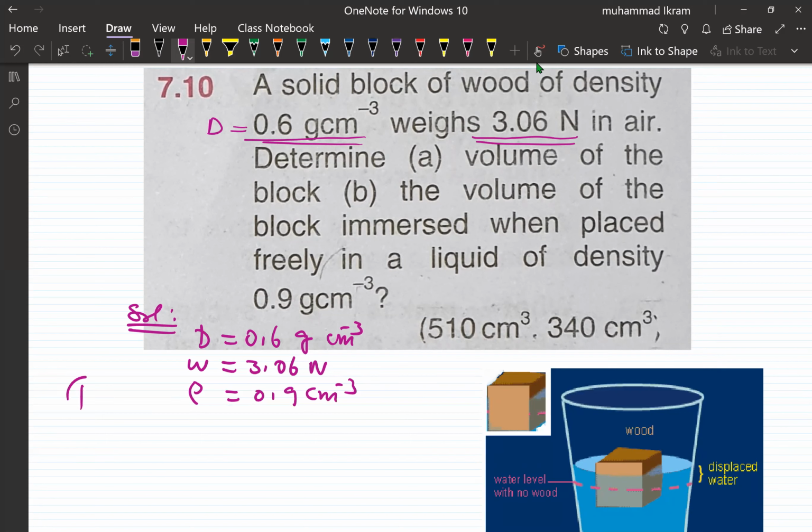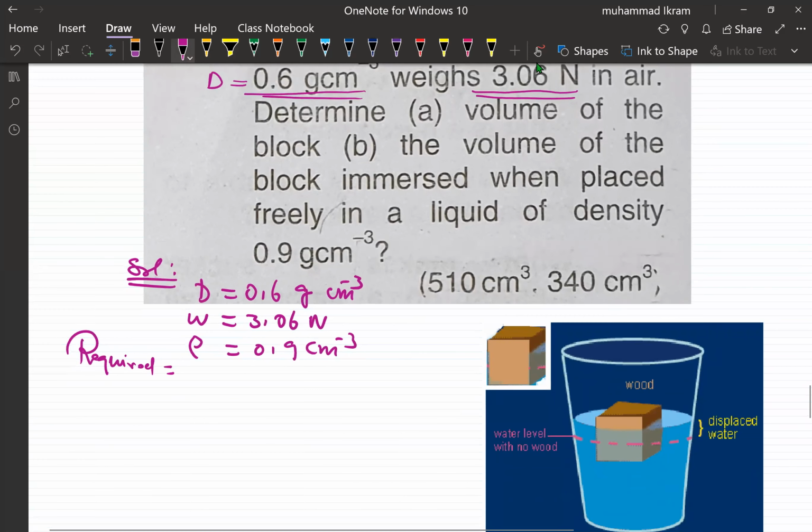What is required from us? They ask which things? First, part A, the volume of the object, V1. And part B, the volume of the object when immersed in water, the volume in water. Right? These two things they ask.